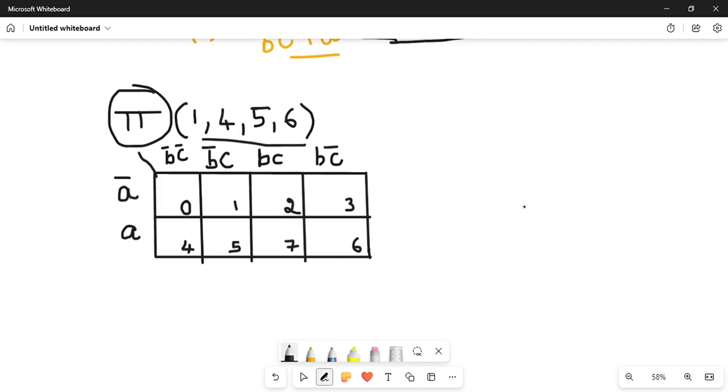It is 0 1 2 3 and 4 5 7 6, right? So now I will eliminate 1 4 5 6 because that comes under max term. So let me take the min term numbers. The min term numbers are nothing but a summation of x equal to 0 2 3 7, right? So I'll just substitute over here 1 1 1 and 1.